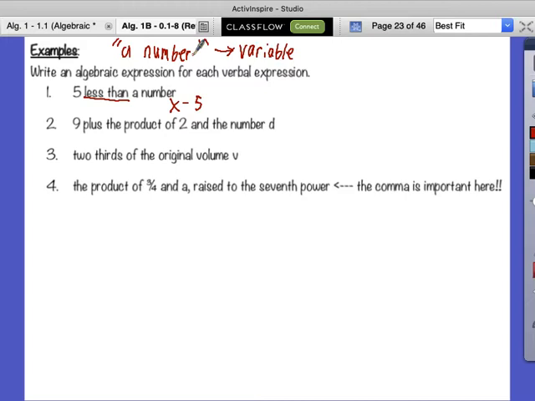So does anyone have a guess for 9 plus the product of 2 and the number D? Okay, Emily, what are you thinking? 9 plus 2D. Very good. That's exactly right. So the number 9, plus, adding, plus sign. Product means we're multiplying. What are we multiplying? 2 and the number D. So 2 and D are multiplying together. And that's our answer, okay?